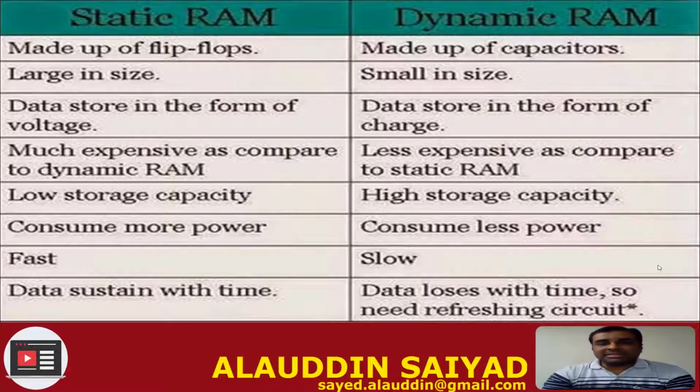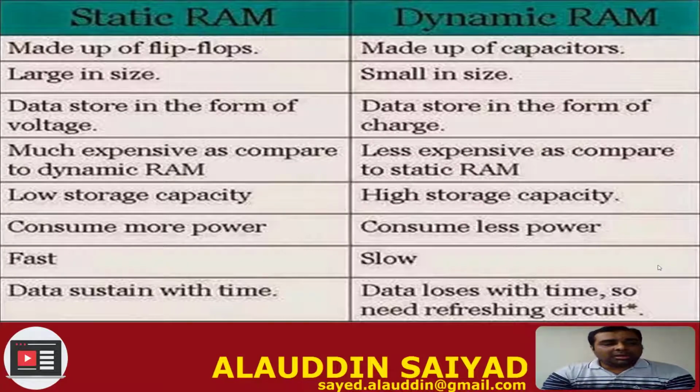Let's understand the difference between static and dynamic random access memories. The static RAM is made up of flip-flops, the dynamic RAM is made up of capacitors. The static RAM is large in size, whereas dynamic is small in size. In static RAM, data is stored in the form of voltage, and in dynamic RAM, the data is stored in the form of charge. Static RAM is much more expensive as compared to DRAM, that is dynamic RAM, and dynamic RAM is less expensive as compared to static RAM.